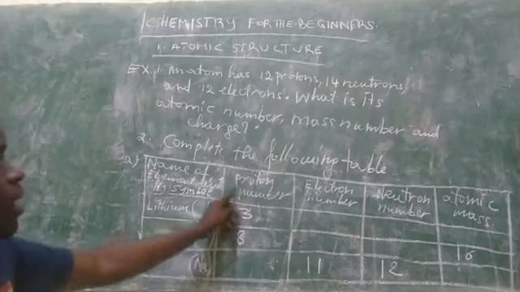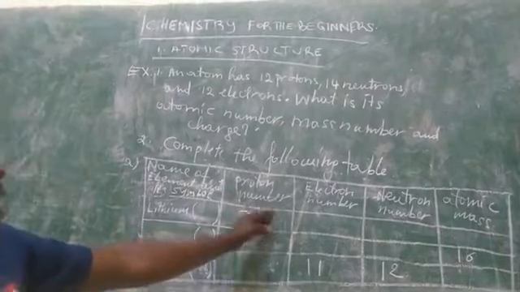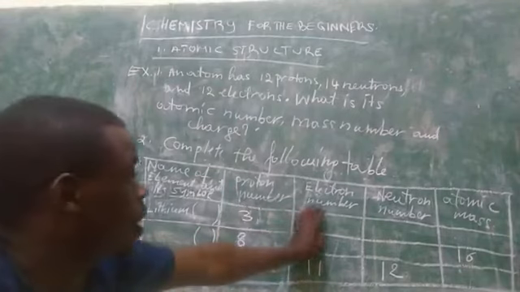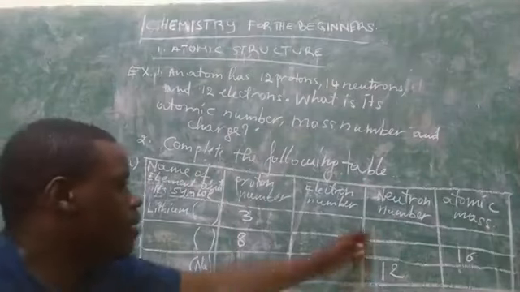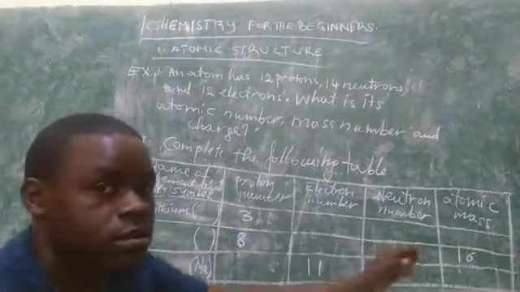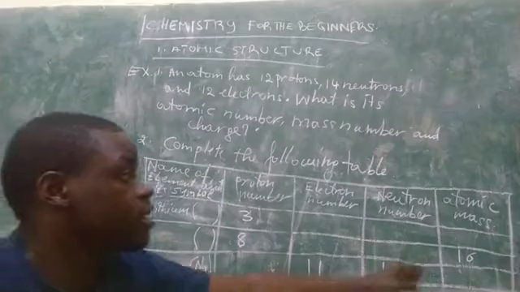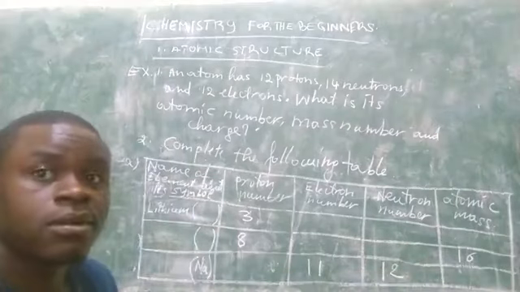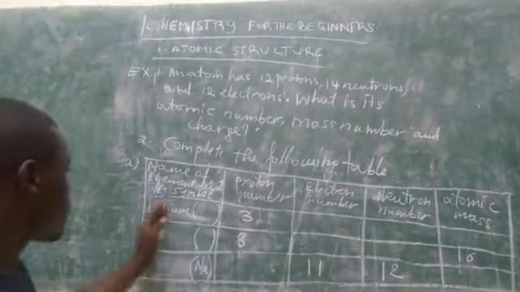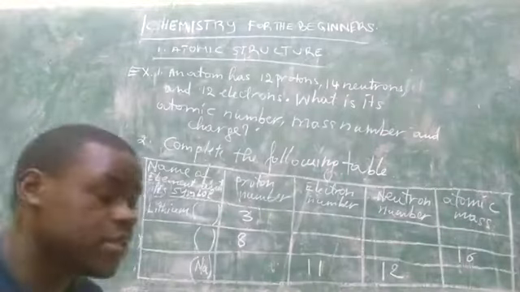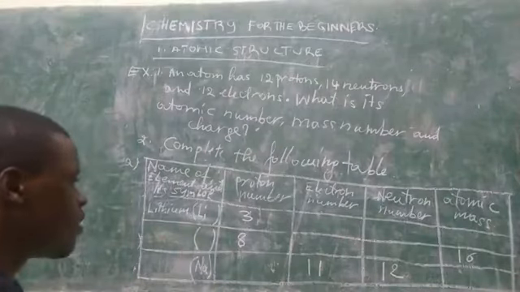Second column, the proton number or the number of protons. The third column, the electron number or the number of electrons. The fourth, the neutron number or the number of neutrons. Then the fifth, which is the last, is the atomic mass or the mass number. So here, lithium, the symbol is Li.